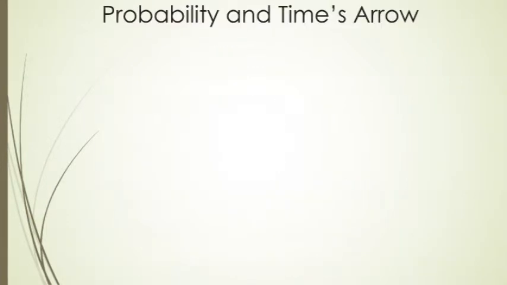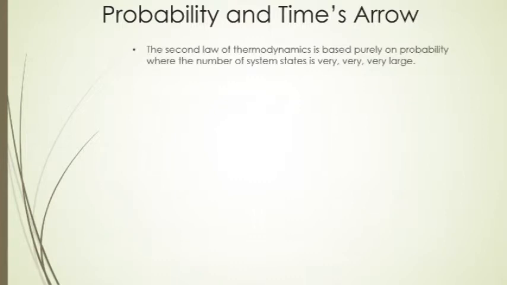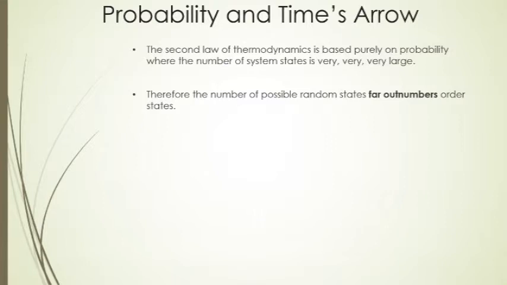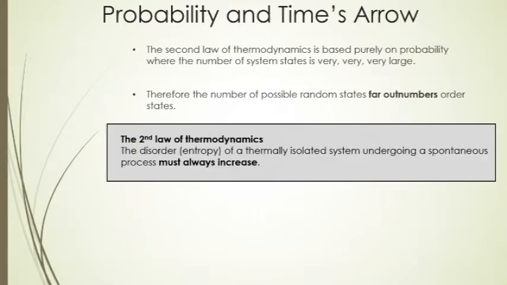What we are studying here is known as the second law of thermodynamics, and it is based purely on the laws of probability. The fact that random states far outnumber ordered states means that in a thermally isolated system that is undergoing a spontaneous process, the randomness or disorder of the system must always increase. When I say far outnumber, I do not mean by many billions, I mean by numbers which we cannot even write down, let alone comprehend. So the second law of thermodynamics can be stated as follows. The disorder, entropy, of a thermally isolated system undergoing a spontaneous process must always increase.